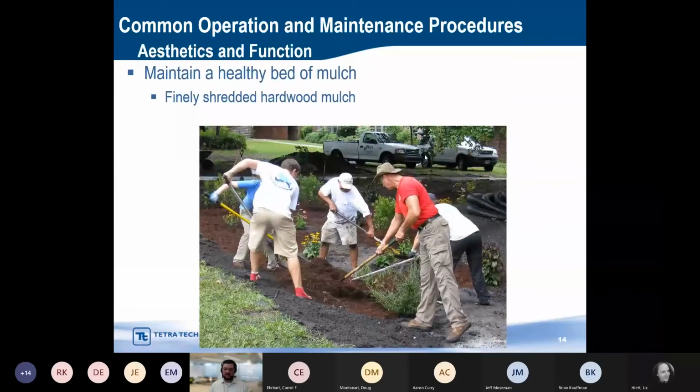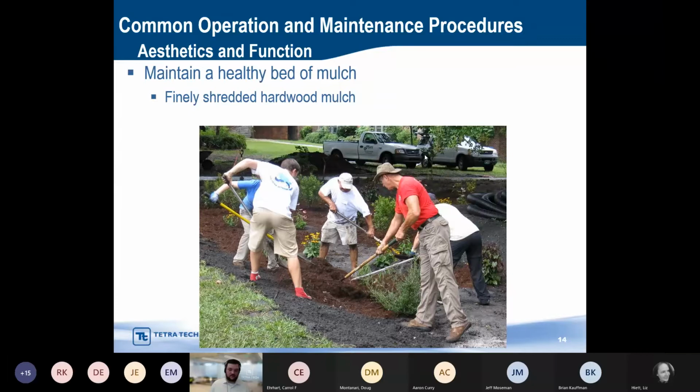Maintaining that healthy bed of mulch, that's another piece that seems like it's an aesthetic issue, but it definitely ties back to the function. The mulch helps to absorb some of the pollutants, and then it also keeps some of the moisture there, which keeps the rest of the vegetation healthy, which is a key point in maintaining the function for water quality, to remove those pollutants. So it's important to have that healthy bed of mulch, but also keeps the area looking nice. And so most designs require 2 to 3 inches of mulch initially, using a finely shredded hardwood mulch. Those finely shredded mulches tend to float a little less than others. Pine, particularly anything bark or pine, is going to float, and that's going to cause some problems.